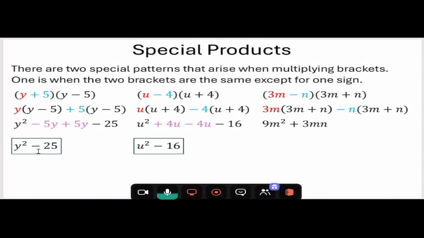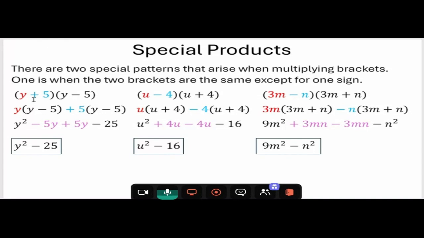Negative n times 3m is negative 3mn. And again, I follow our convention of writing the number first and then all of the variables in alphabetical order. And negative n times positive n is negative n squared. Once again, the like terms in the middle cancel out. Okay, so we definitely got a pattern going on here.